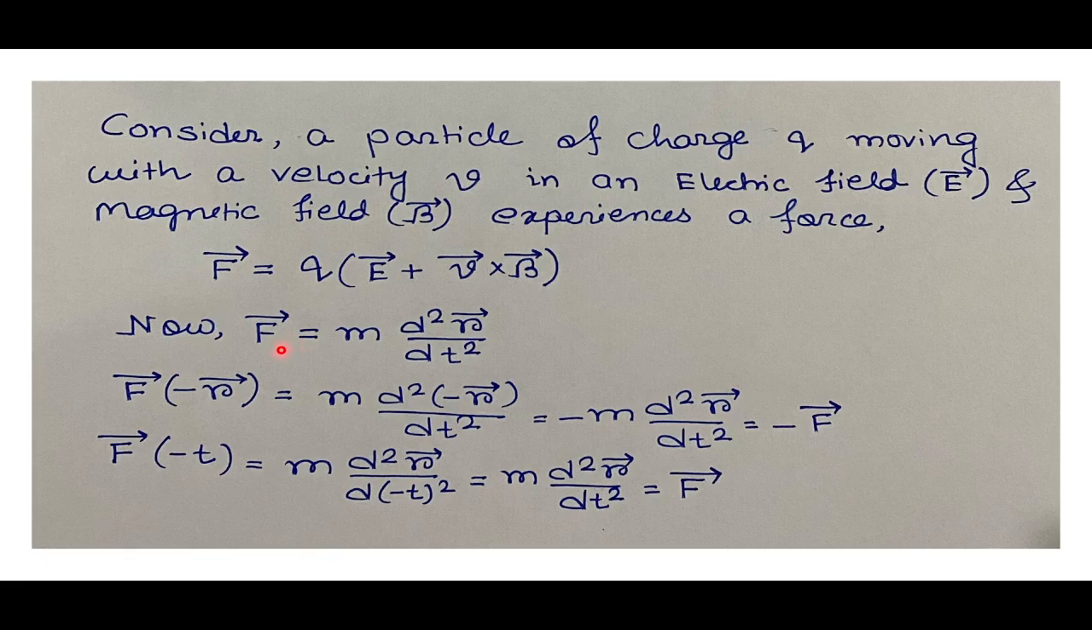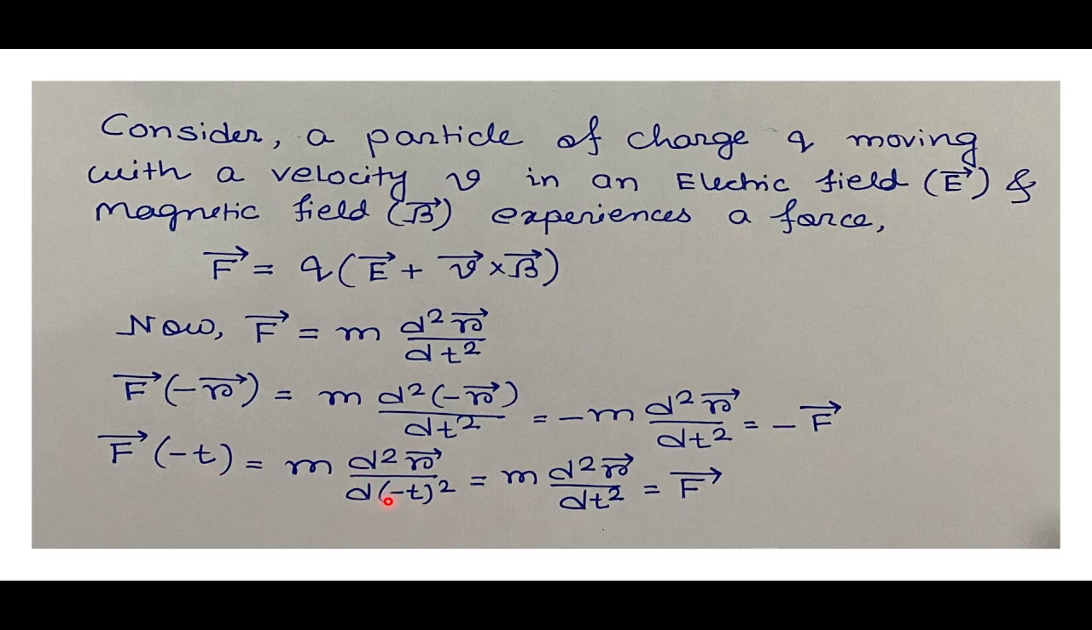Now you can write the force as m times the acceleration, that is m d²r/dt², right? Now if you operate the parity operator on the left side, r will become minus r. So F will now become a function of minus r. You just replace r by minus r, so it will become minus m d²r/dt², right? So here it is getting minus F. So F will flip its sign, so the force is odd under parity operation.